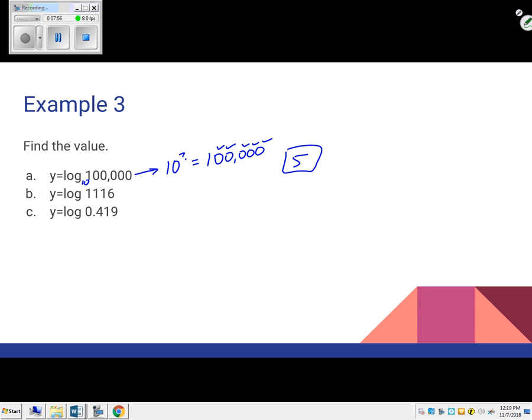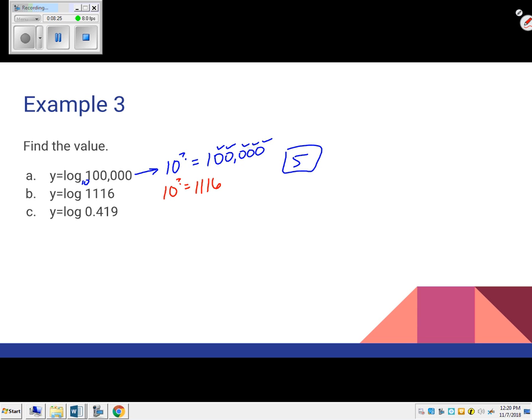So this log base 10 really only works whenever I have some multiple of 10 going on. If I have a 10, 100, 1,000, 10,000, 100,000, a million, and so forth. So like this one that says log of 1,116, that's really hard to think of. 10 raised to what power gives me 1,116? That's not going to be a nice number at all.